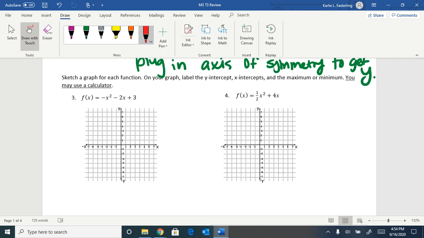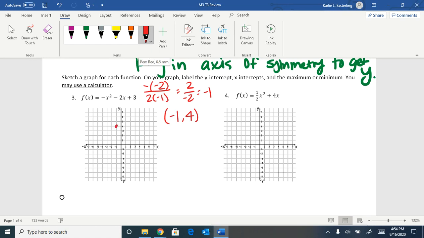So the first thing we need to do is kind of find our vertex here. So again, it's at negative b divided by 2a. So negative of negative 2 divided by 2 times negative 1. I'll have positive 2 on top and negative 2 on the bottom. So we're looking at where x is negative 1. I would then plug in my calculator where x is negative 1. And you will get 4 as your vertex.